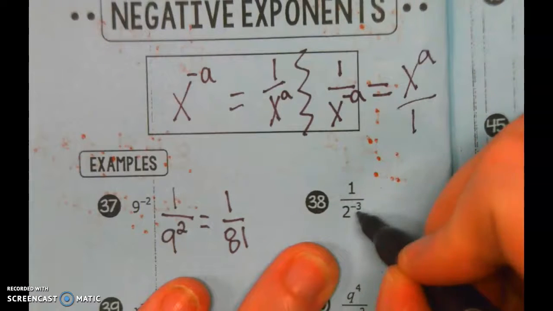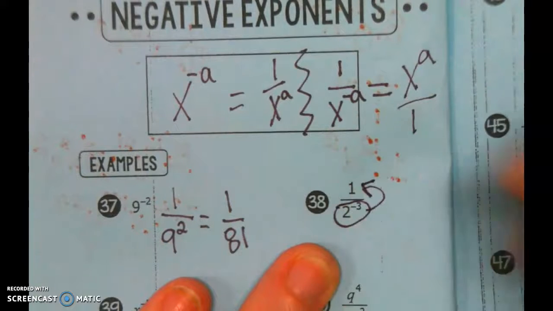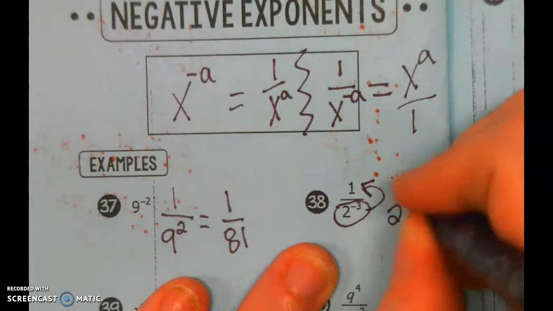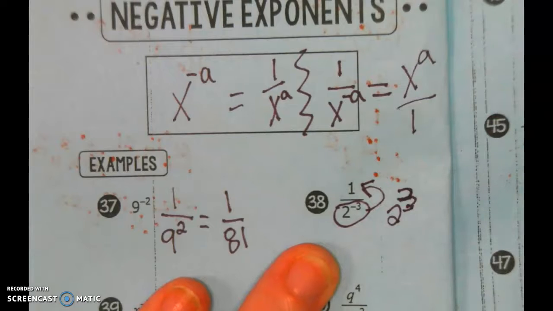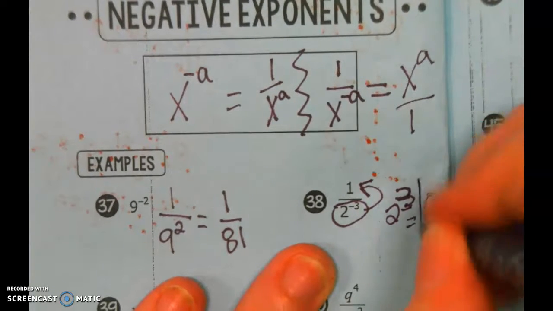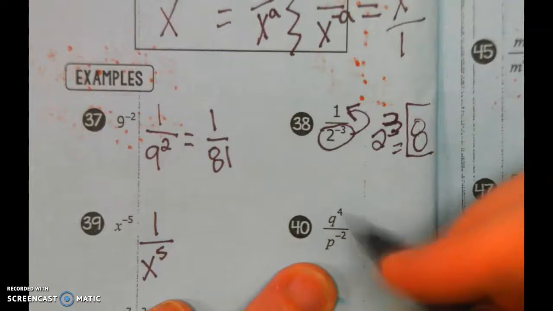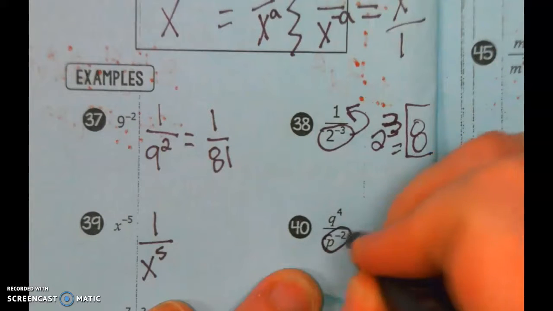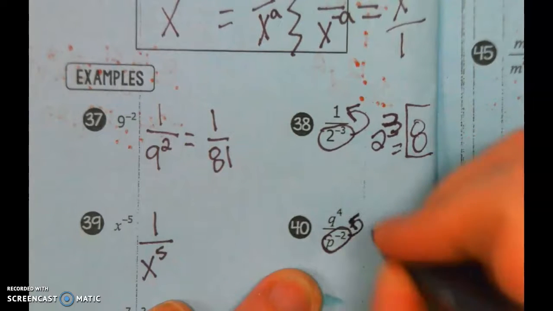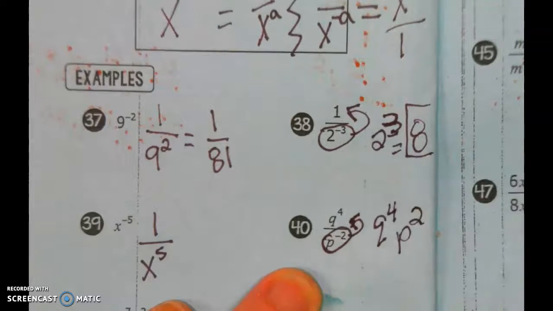So look at this one. This negative 3 means that this whole piece is going to come up here. So we're going to have 2 to the, it's not negative anymore, 2 to the 3rd power, and that equals, obviously, 8. Okay, look at this one. This piece right here is going to come up here, and we're going to have q to the 4 p squared.